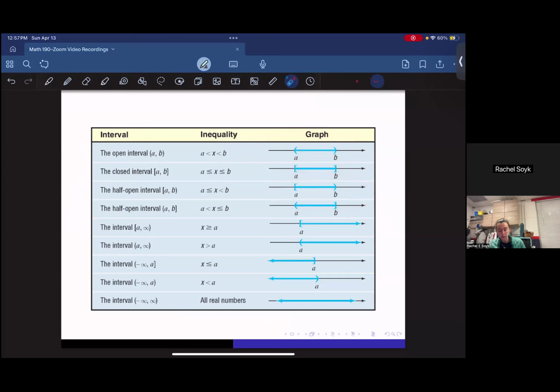And then if we were looking at it shooting to positive infinity, these are 2 different options. Shooting to negative infinity, these are 2 different options. Or negative infinity to positive infinity, we have all of our values.